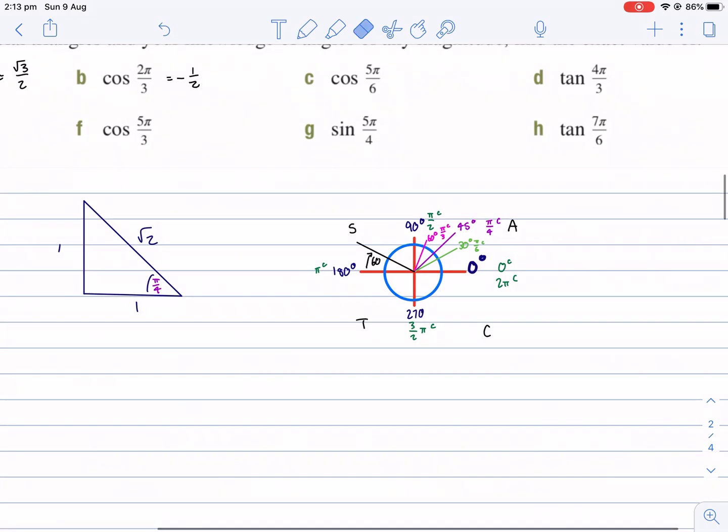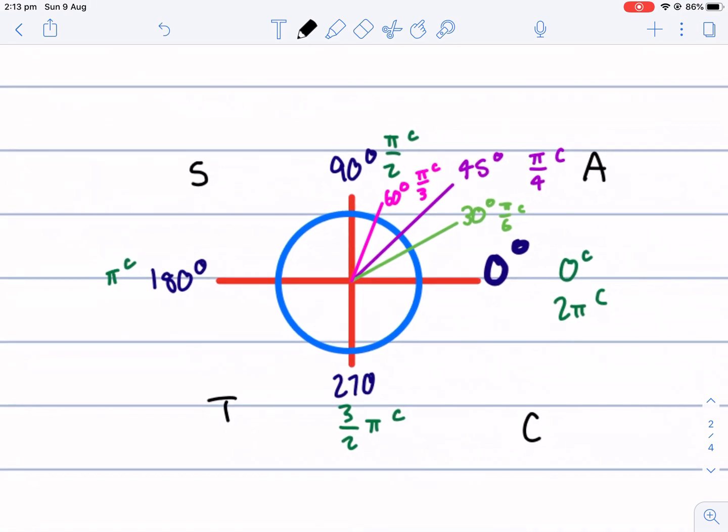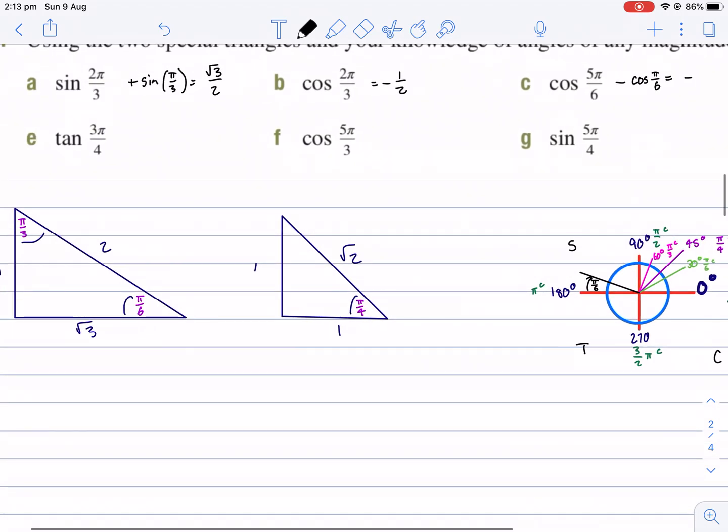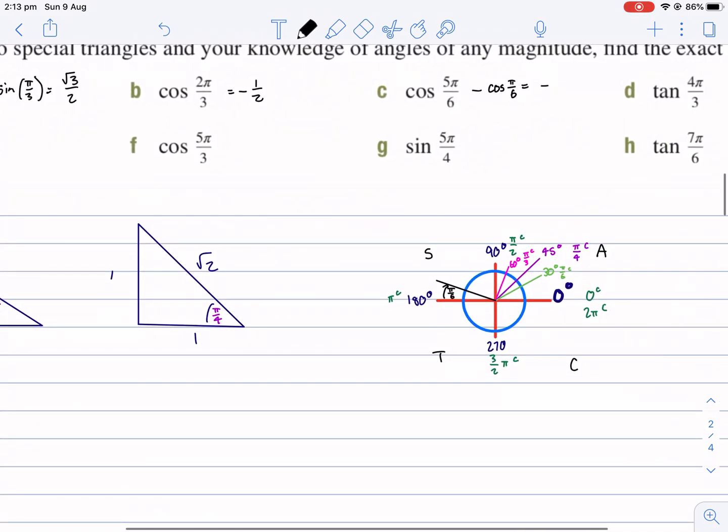Cos 5 pi on 6. So that's 5 lots of 30 degrees. That's 150 degrees. So it's 30 back this way. Instead of 30, I should say pi on 6. So it's a pi on 6 back this way. It's cos, it's negative. So that's the same as negative cos pi on 6, which is negative root 3 on 2.